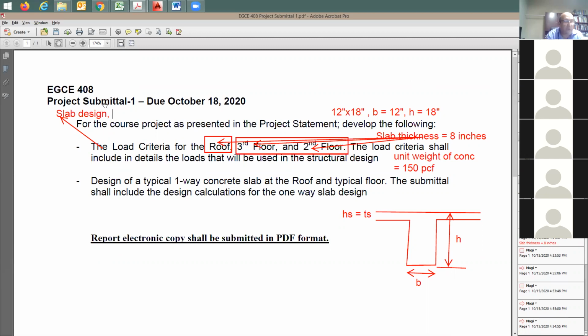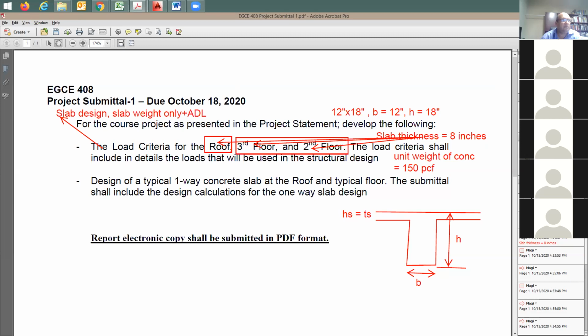Should I consider the weight of the beam? I'm going to say no. Slab weight only. Another question: would I consider the additional dead load? Say yes. For the slab design is going to be slab weight only, plus additional dead load. And of course, the live load is going to be there.